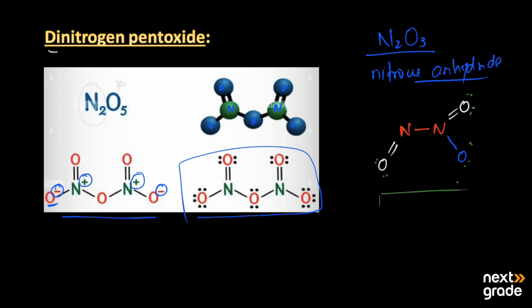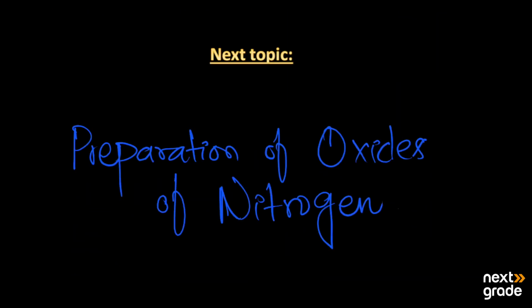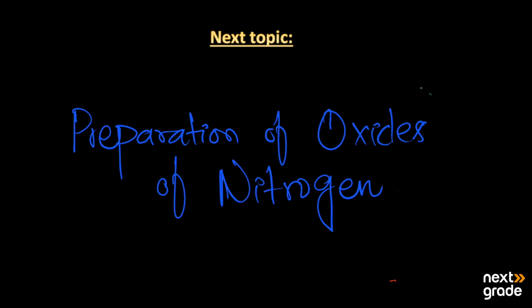So this was a simple overview of the oxides of nitrogen. I hope you understand. And the next topic that we will discuss is the preparation of these oxides of nitrogen, and what type of method we can use for their preparation.